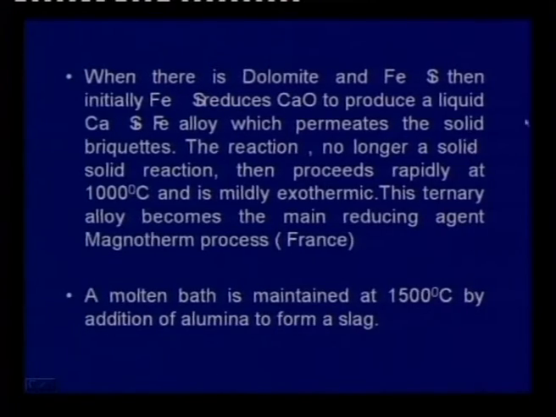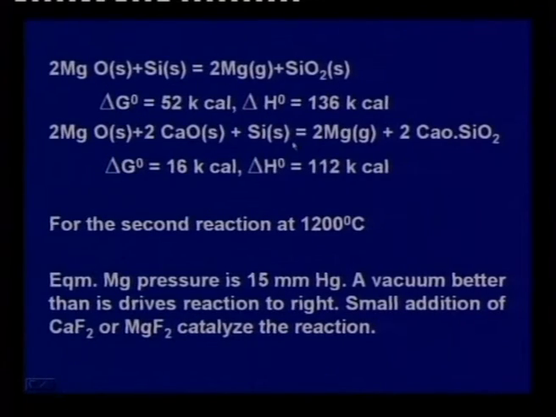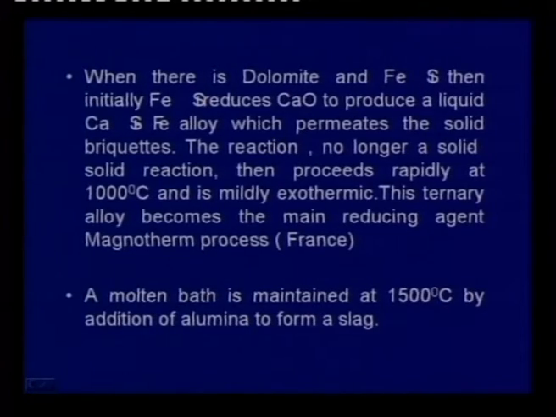We have talked about the mechanism, how it takes place. You might think it is a reaction between a solid and a solid, which is not true, because solid-solid reactions cannot be very efficient. How often do solid particles come in contact with each other? The surface of contact is very small, but essentially it is a reaction of a solid with a liquid. Initially the iron reduces CaO to produce a liquid calcium, and it permeates the solid. A liquid calcium-iron alloy permeates the solid briquettes, and that is where the reaction takes place. It is not a solid reaction.